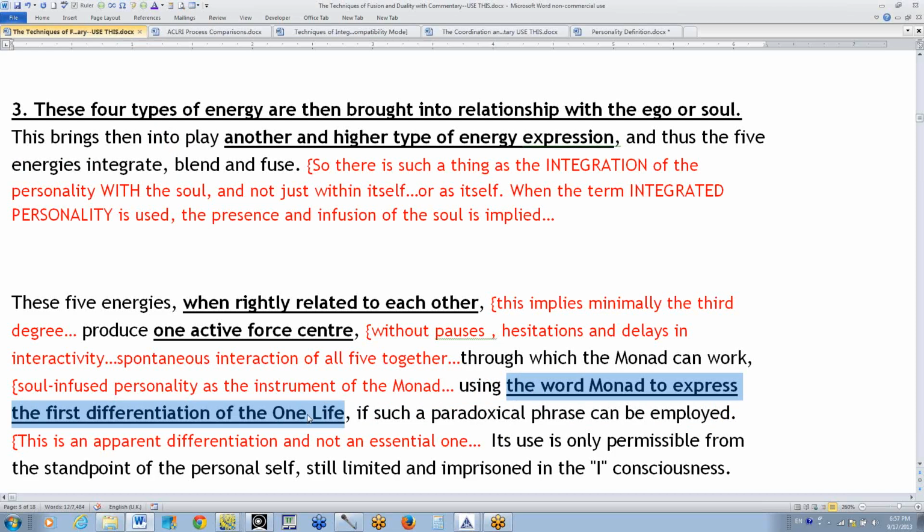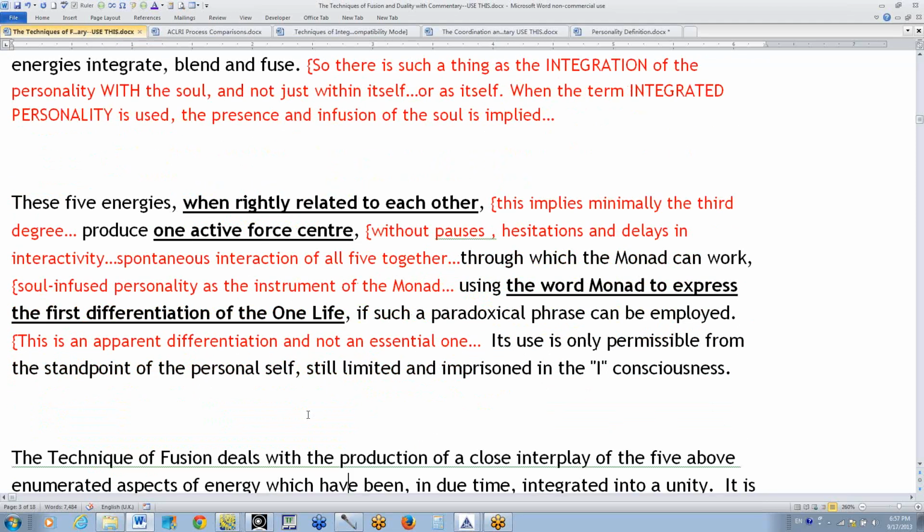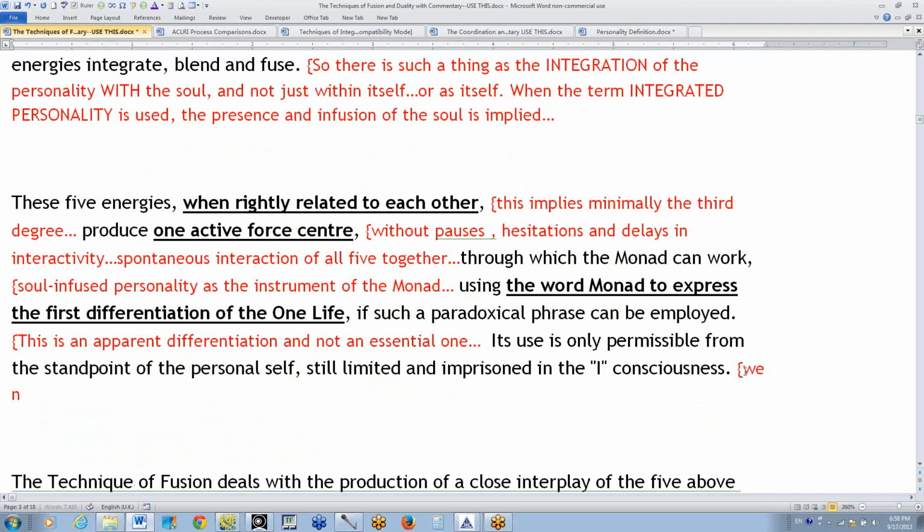Its use is only permissible from the standpoint of the personal self, still limited and imprisoned in the I consciousness, and I think we need to understand this. We need to understand that ahamkara is a prison, and its activity fragments the consciousness.